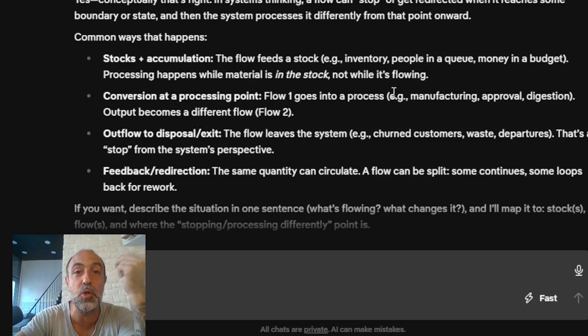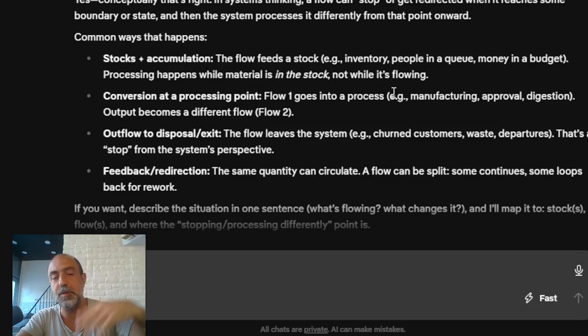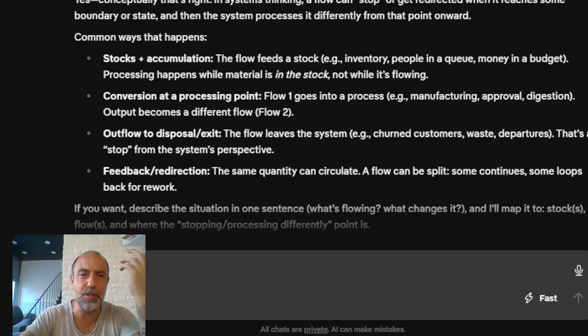A stock is basically where something piles up, and then you use it and something else moves because you're using it and consuming it. And that is the transfer of energy, or the transfer of resources within the system.